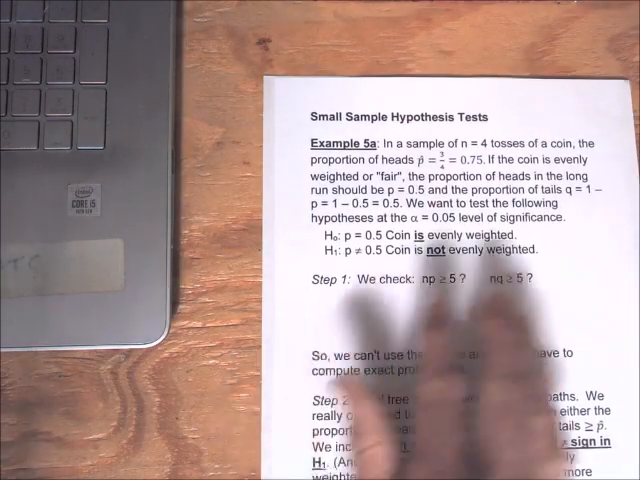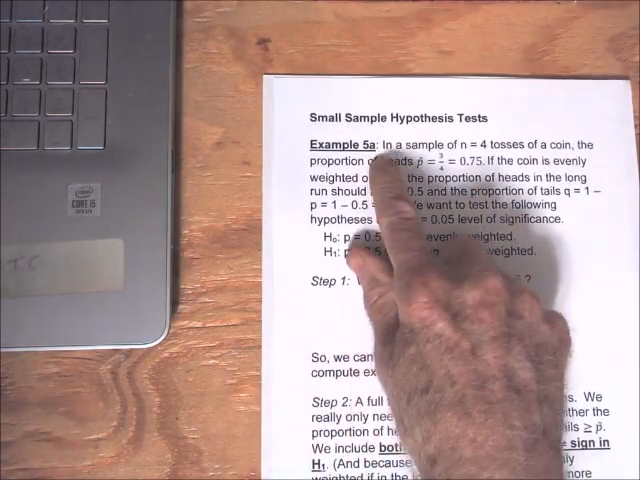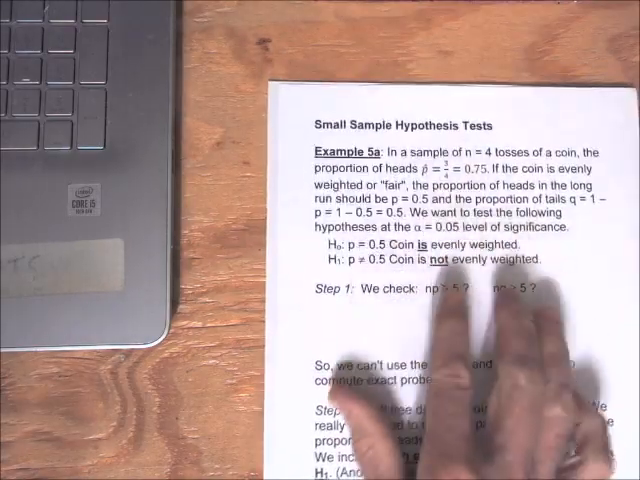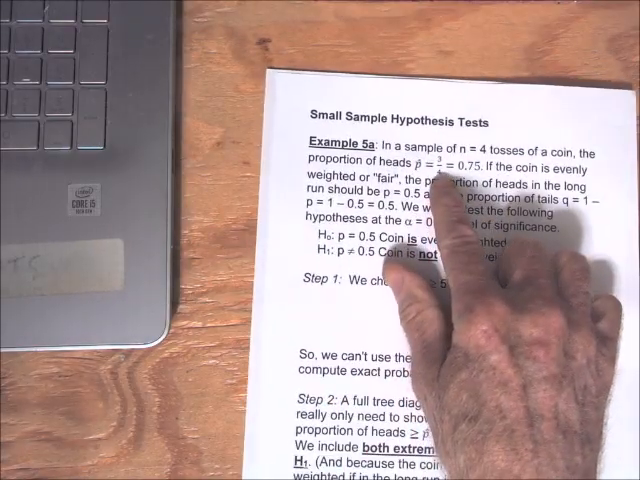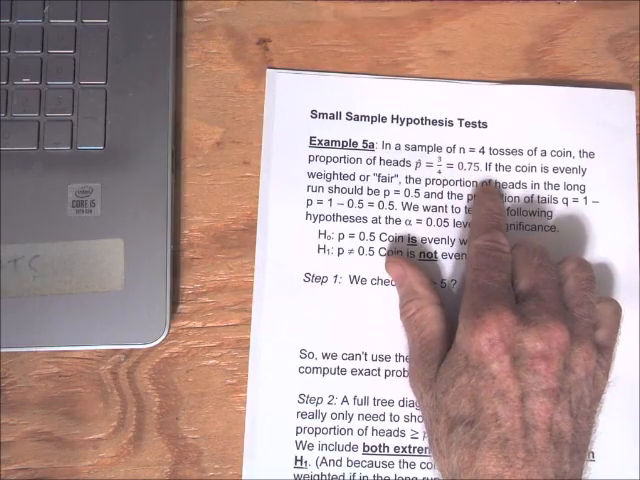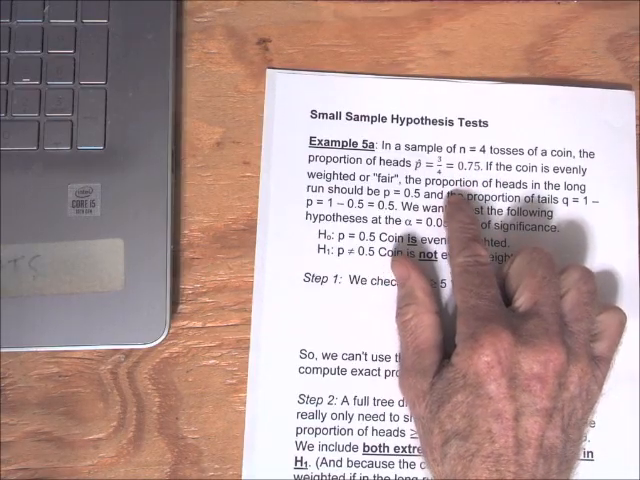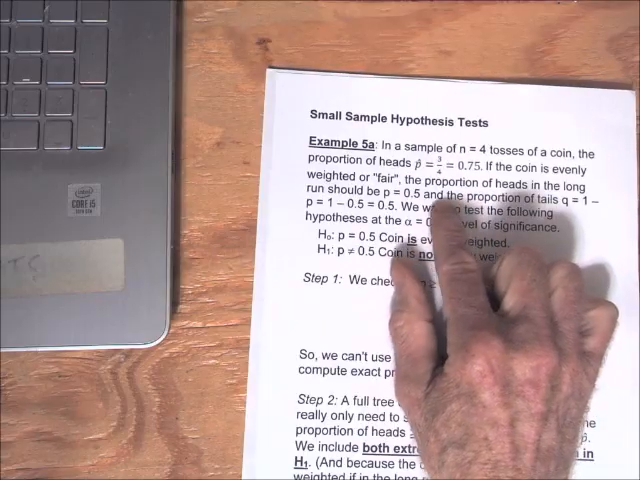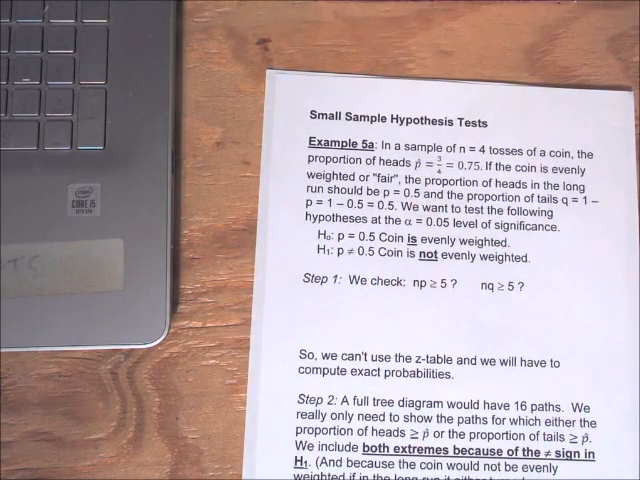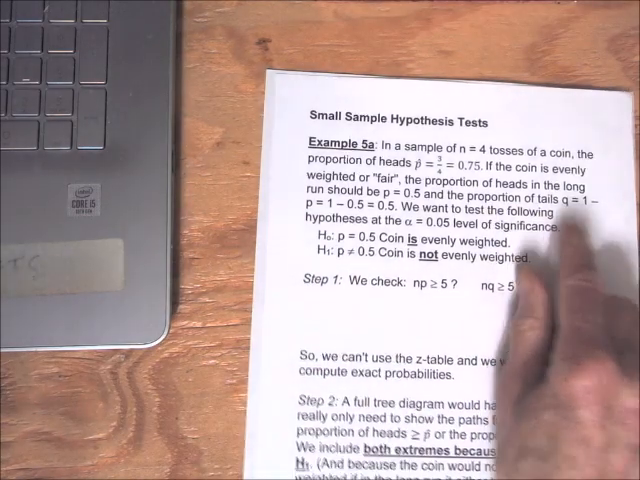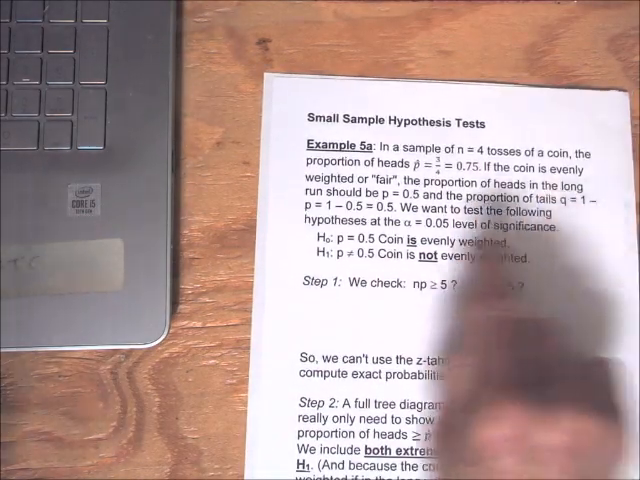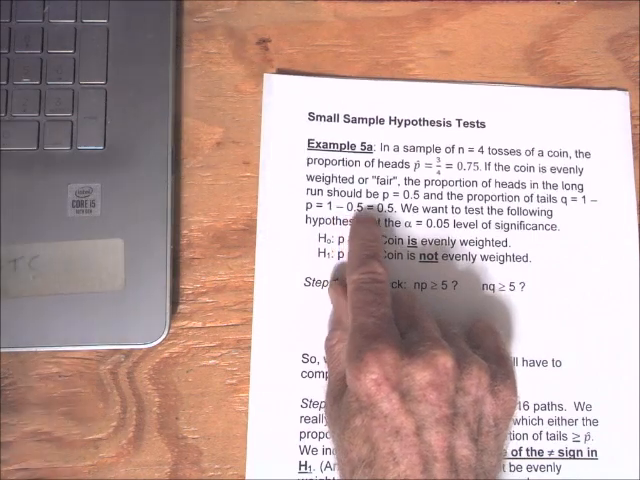Small sample hypothesis test, example 5a. In a sample of n equals 4 tosses of a coin, the proportion of heads, p hat, is 3 out of 4, or 3 divided by 4, which is 0.75. If the coin is evenly weighted, or fair, the proportion of heads in the long run should be 0.5. So we should have equal numbers of heads and tails, and the proportion of tails, q, 1 minus p, would be 1 minus 0.5, which is also 0.5.